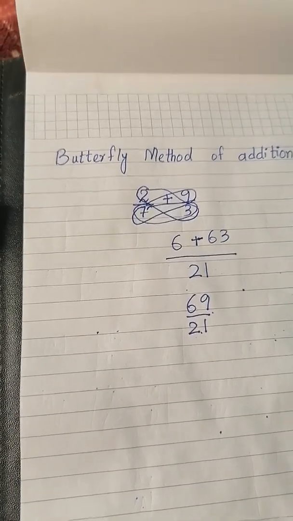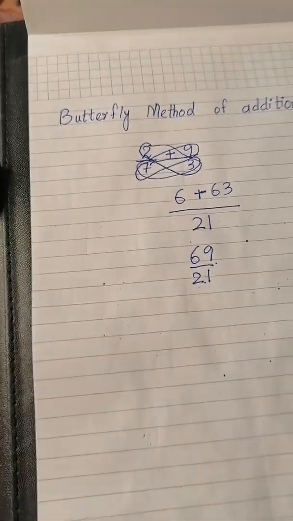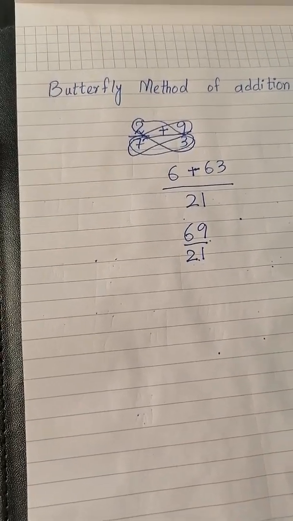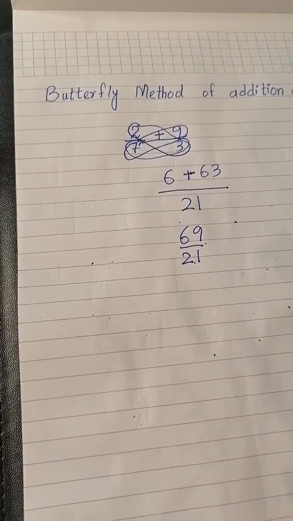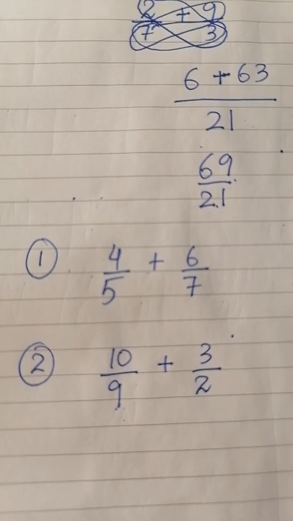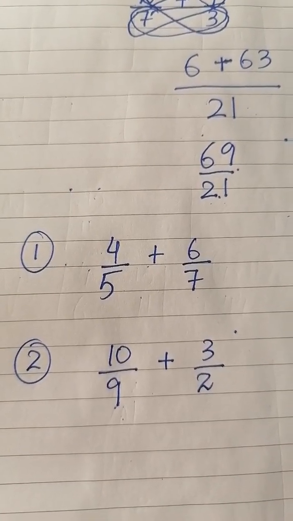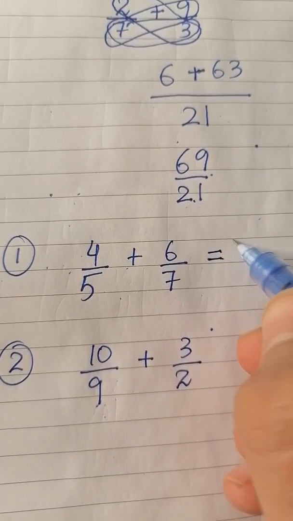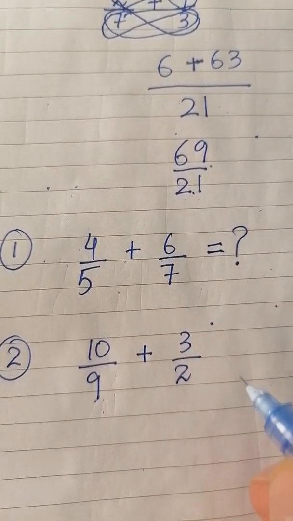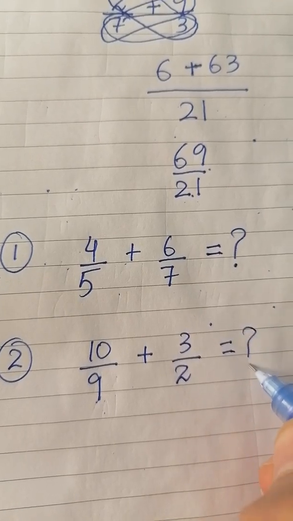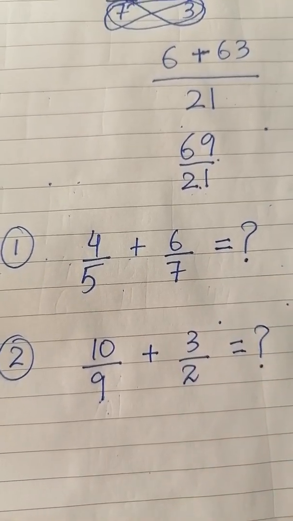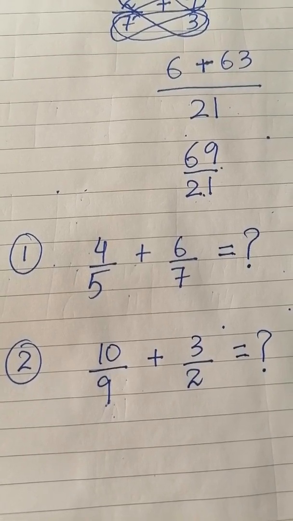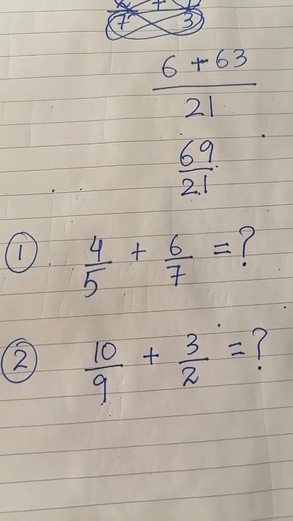Now I will give you 2 more questions, and you will solve them following the butterfly method, okay? And send it back to me. The 2 questions are 4 divided by 5 plus 6 divided by 7. Add them and tell me the answer using the butterfly method. And the next question is 10 divided by 9 plus 3 divided by 2. Solve these 2 questions with the help of the butterfly method and send it back to me.